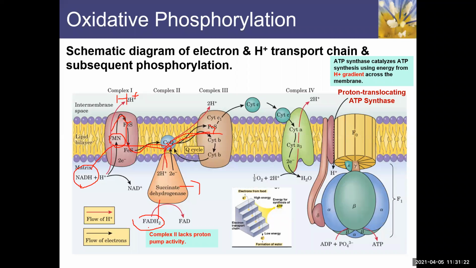Okay. And the same thing happened here. From FADH2, we gave the electrons to what? To complex 2. From complex 2, we gave it to the CoQ. From CoQ, we gave it to complex 3.